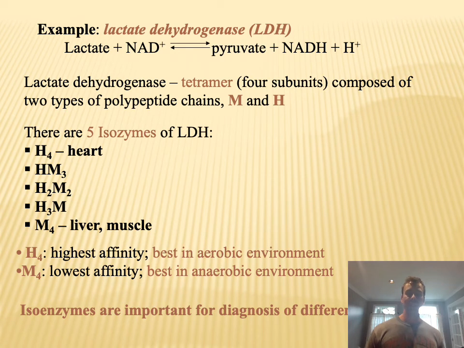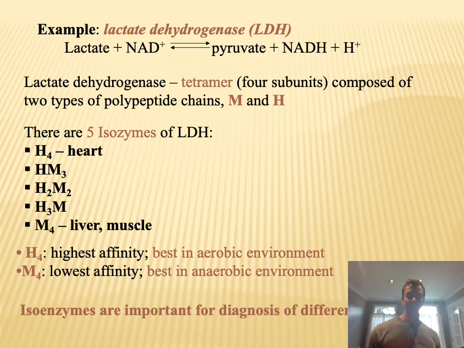An example would be lactate dehydrogenase. Lactate dehydrogenase is a tetramer. It's composed of two types of polypeptide chains, M and H, and the different isozymes have different numbers of these polypeptide chains. So for example, in the heart, it has four of the H polypeptide chains, and the liver and the muscle isozyme is made up of M4.